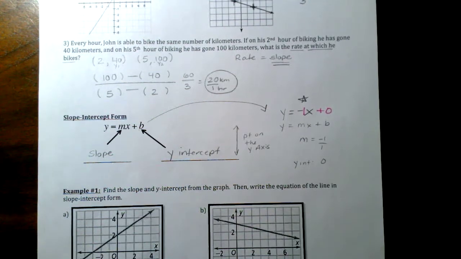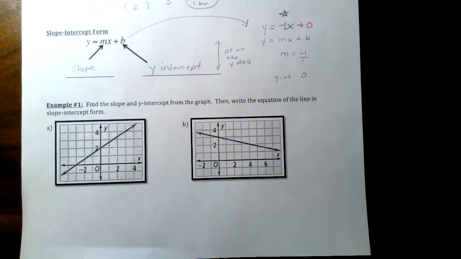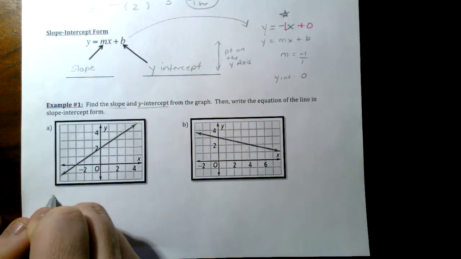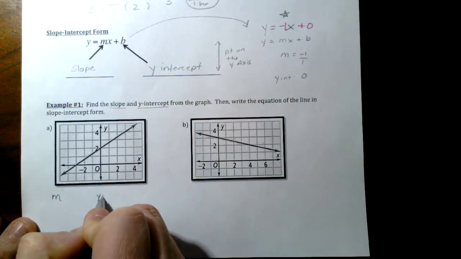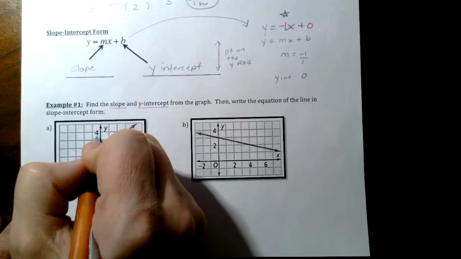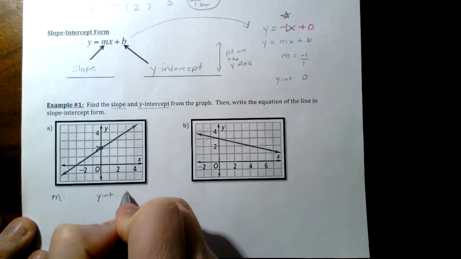All right, so the first skill with slope-intercept form is figuring out, looking at a picture, what is the slope and what is the y-intercept. So they want to know what is m and what is the y-intercept going to be in the picture. Okay, so my y-intercept on my y-axis is right here. Make sure you focus on the y-axis, which is 2.